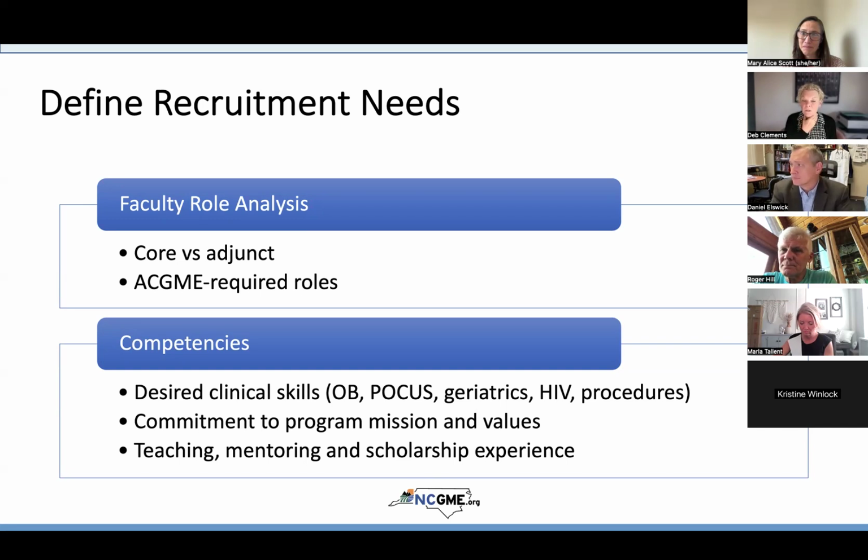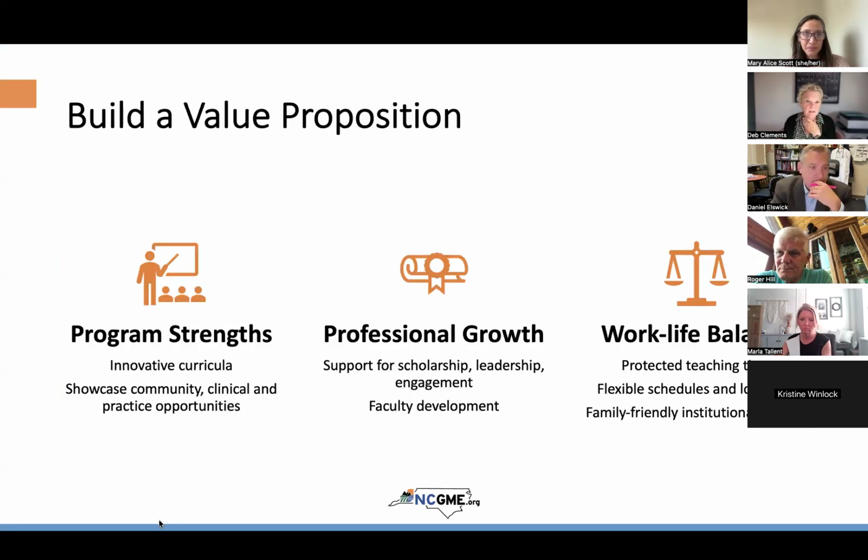And then, what experience do they have around teaching, mentoring, and scholarship? I put that last because while that's important, those skills are certainly teachable, and we can do that in a relatively short period of time. Those other skills take a little bit longer to develop. Next slide, please. And then, as we heard earlier from Marla, build a value proposition.